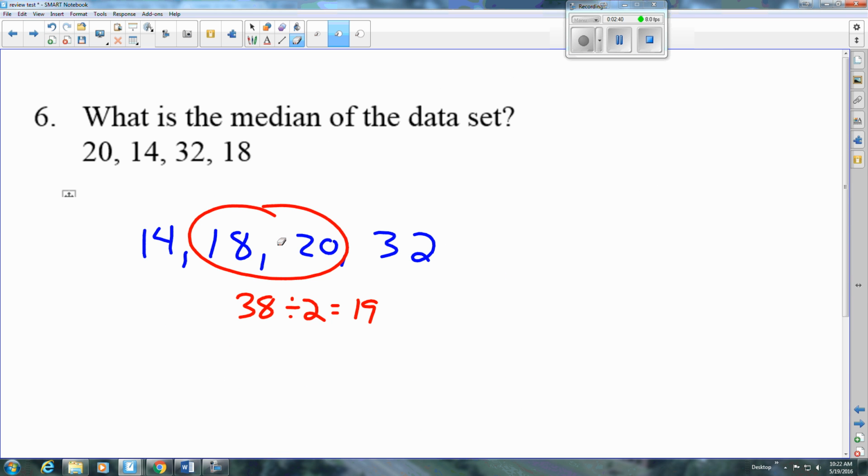What is the median of the set? Put them in order from least to greatest. You get 18 and 20. The correct one is 19.